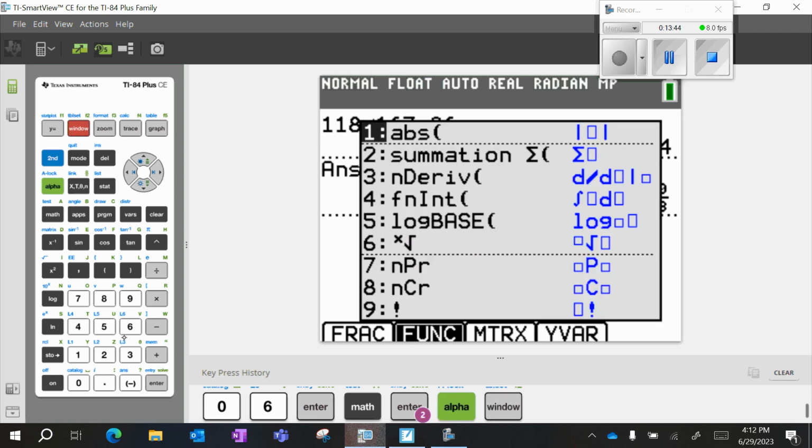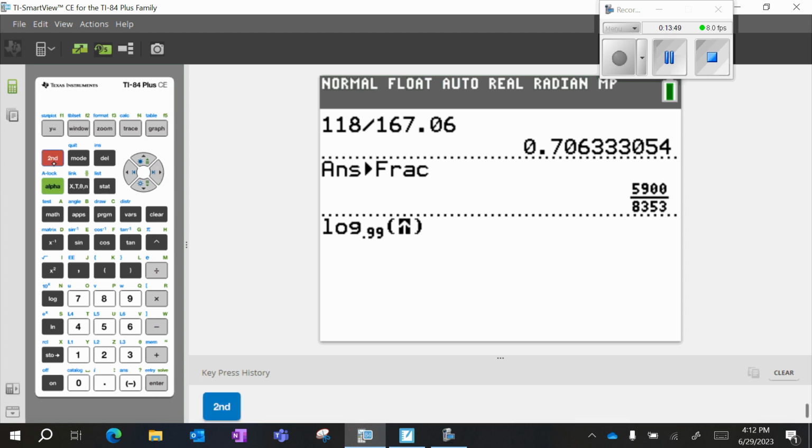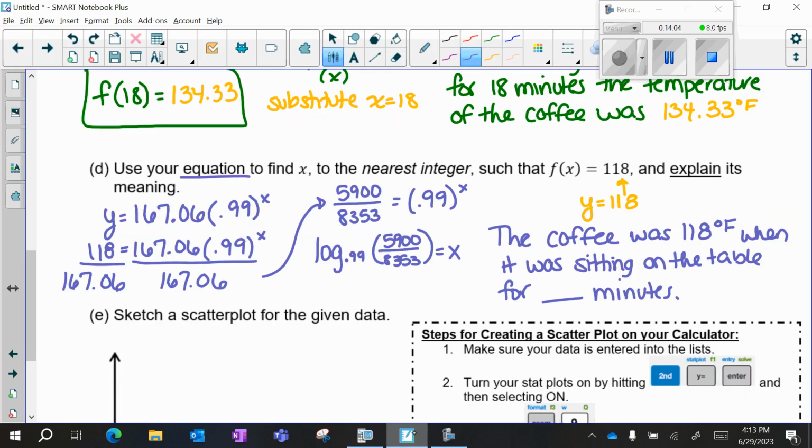So alpha window 5, 0.99 is my base. I'm going to choose my answer from up above, so using second negative sign, or you could scroll up and select it and hit enter to copy and paste. Here's my value, 34.592, and so on. And that's equal to x, but they wanted it to the nearest integer. So that means 35. And there's my interpretation. The coffee was 118 degrees Fahrenheit when it was sitting on the table for 35 minutes.